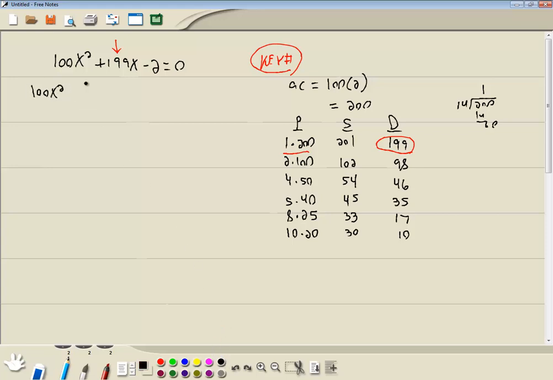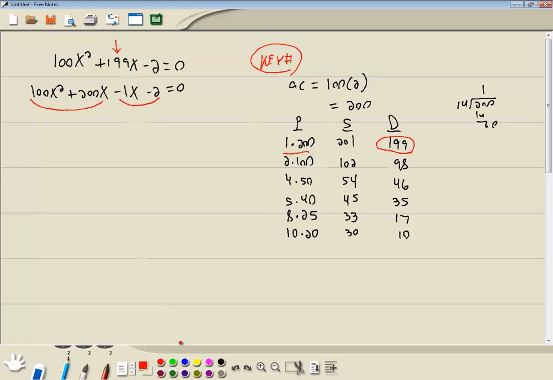Now remember, we're rewriting our middle term using those two numbers, 1 and 200. The larger of those is 200, and it will always be the same sign as the middle term, which in this problem is positive. The number I circled in the difference column, D for difference: one will be positive, one will be negative. If the 200 was positive, then the 1 will be negative. Okay, then we want to use factor by grouping.